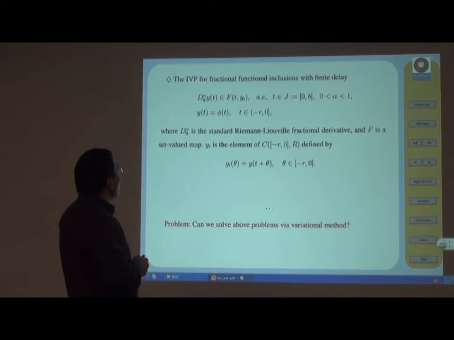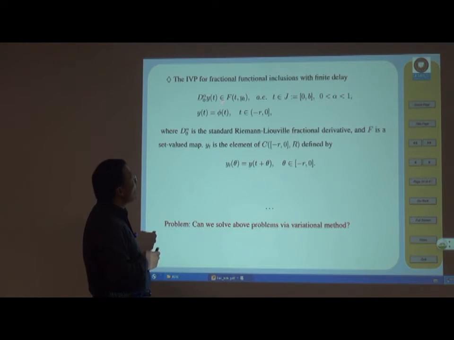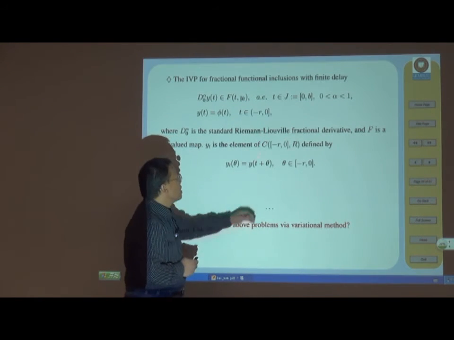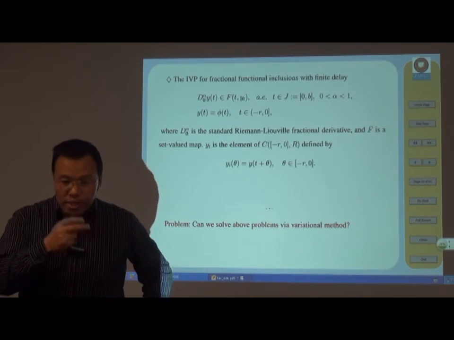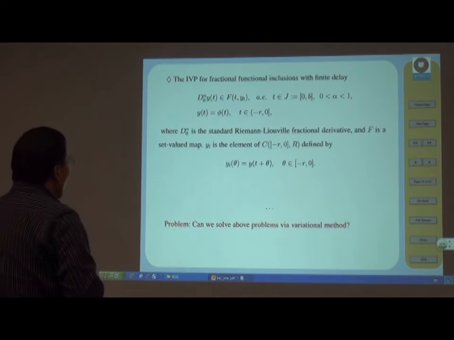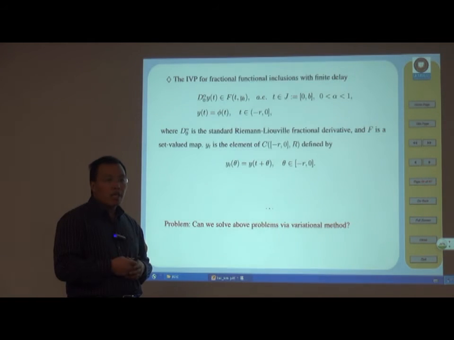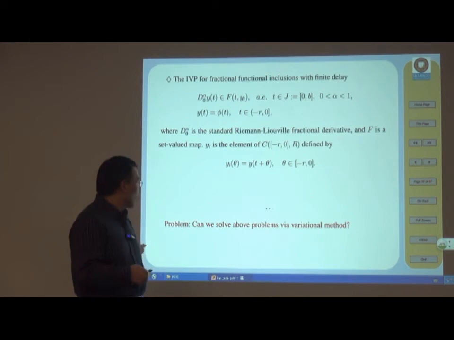And this is called the initial value problem for fractional functional inclusions with finite delay. And this belongs to inclusions. When t belongs to this interval, y is given as phi, and y_t(theta) equals y(t plus theta), and this is the delay. So there are many boundary value problems that have been studied by using nonlinear functional analysis tools.